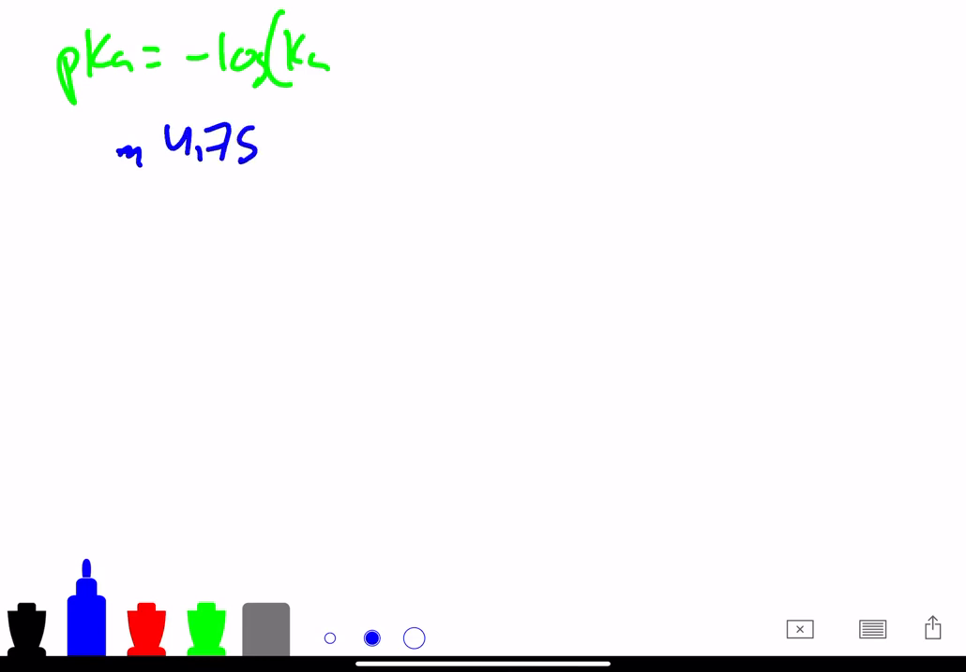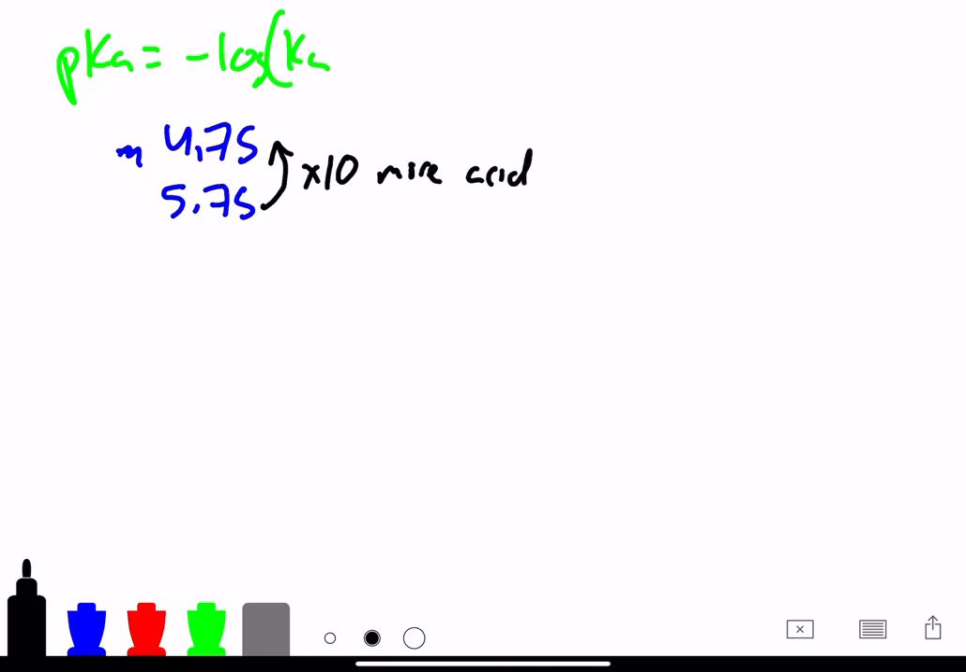So for vinegar, the pKa is 4.75. The lower the pKa, the stronger the acid. The larger the pKa, the weaker the acid, and as you get really high, the stronger the base. Each change of one matters: if we had a difference between 4.75 and 5.75, this is saying that the 4.75 is 10 times more acidic, just like the pH scale.